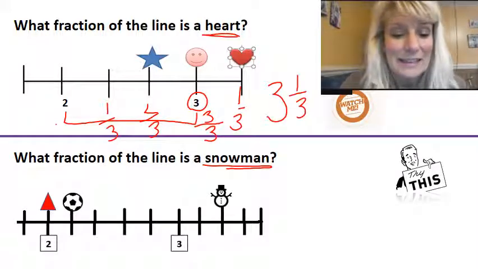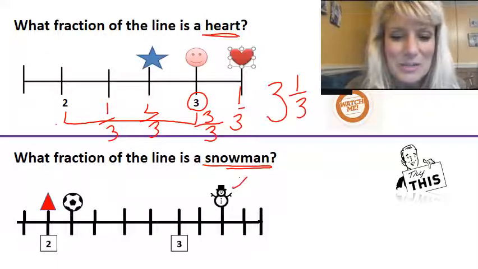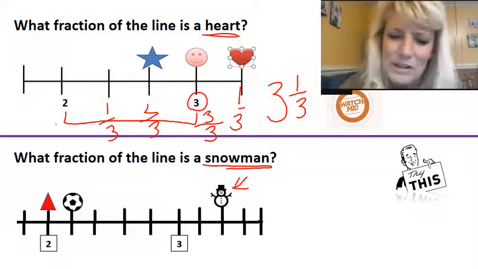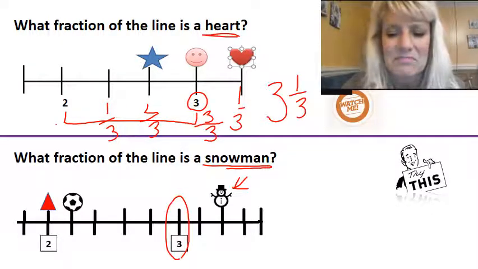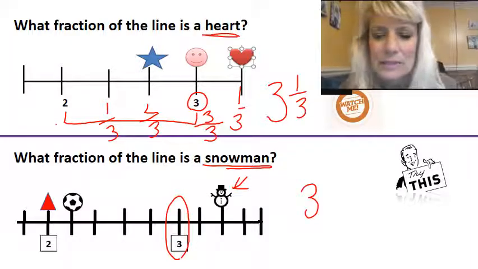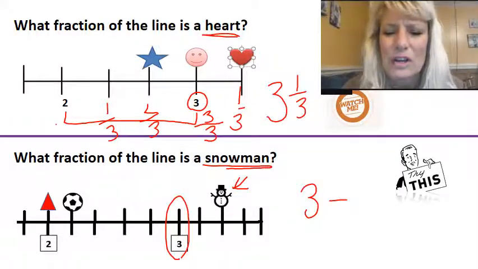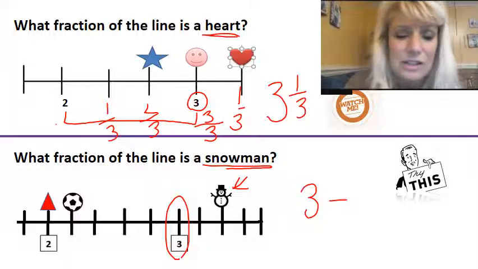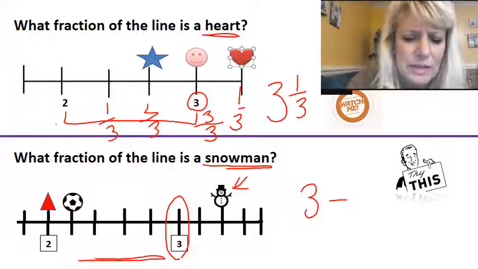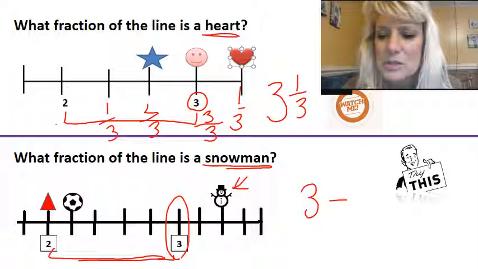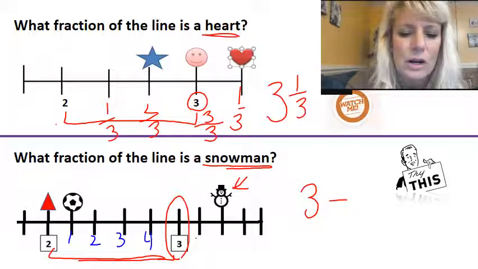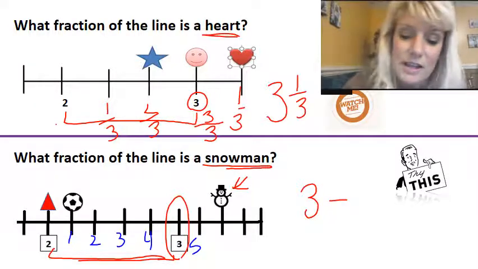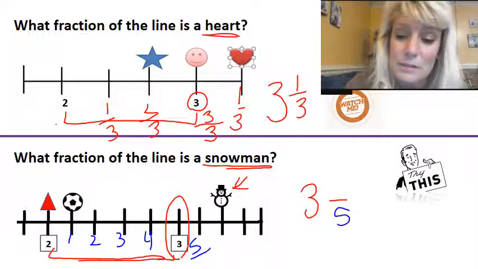Okay. Let's see, my snowman is right here. It's after the number, so I can already tell that the snowman's going to be 3 and something. So I'm going to go ahead and put that 3 and something. First thing I want to do is figure out how many parts my line is divided into. So I like to put this little line here. We'll change colors. I have a 1, 2, 3, 4, and this is divided into 5 parts.